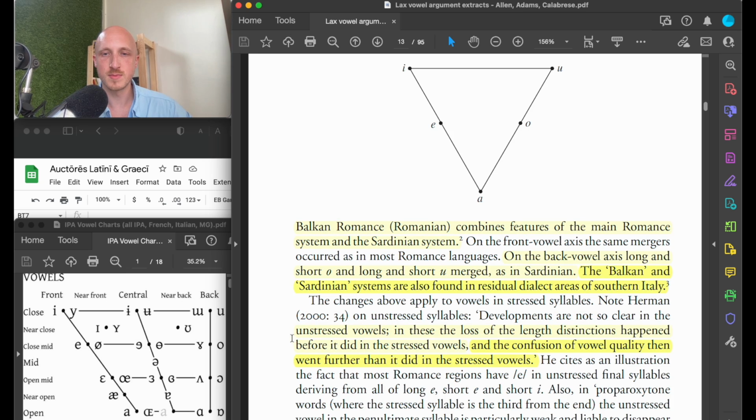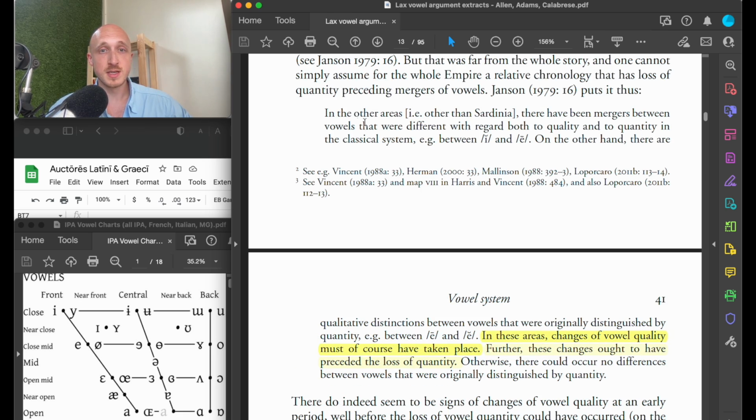We even note that developments are not so clear in the unstressed vowels. In these, the loss of the length distinctions happened before it did in the stressed vowels, and the confusion of vowel quality then went further than it did in the stressed vowels. Another note about Sardinian and other areas, that is, other than Sardinia, there have been mergers between vowels that were different with regard both to quality and to quantity in the classical system.